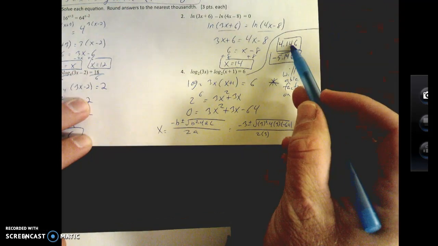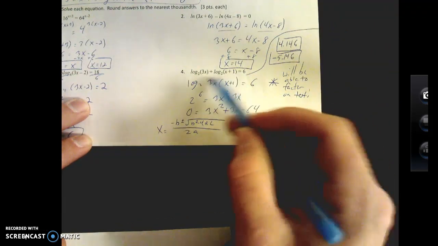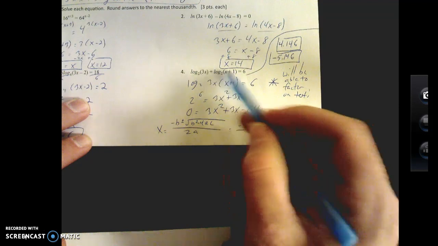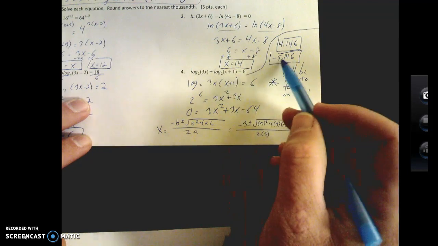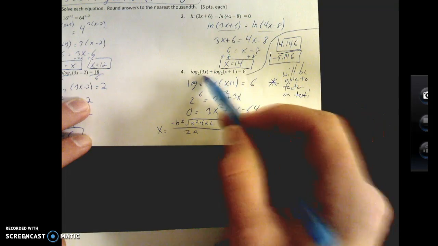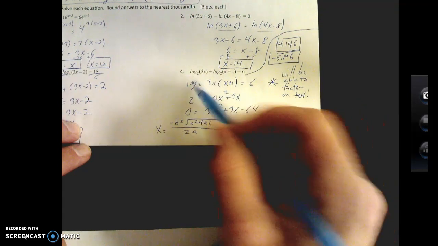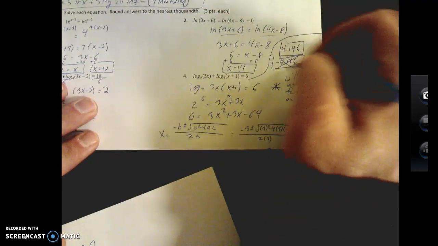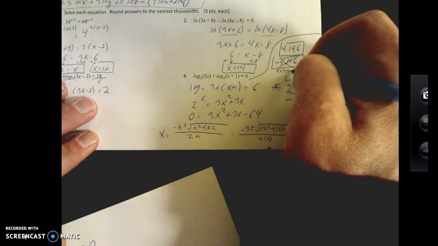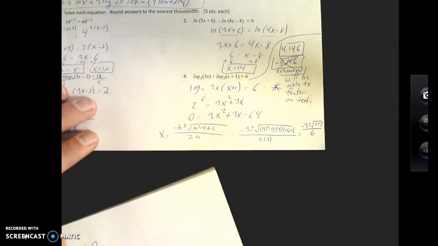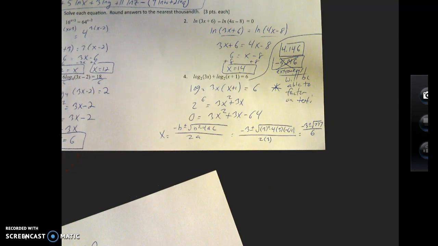If you put 4.146 into x for this problem, you will get a positive value both here and here, and that's fine. If you put -5.146 in there, you're going to get some bad news because you can't have a negative. Because again, 2 raised to what power can give you a negative value? Nothing. So you're going to have to cross that off, and you're going to have to write down extraneous. An extraneous solution we talked about in class is one that works when you solve it, but if you plug it back in the original problem, it doesn't work in the original context. Okay? So that's your entire test in a nutshell.